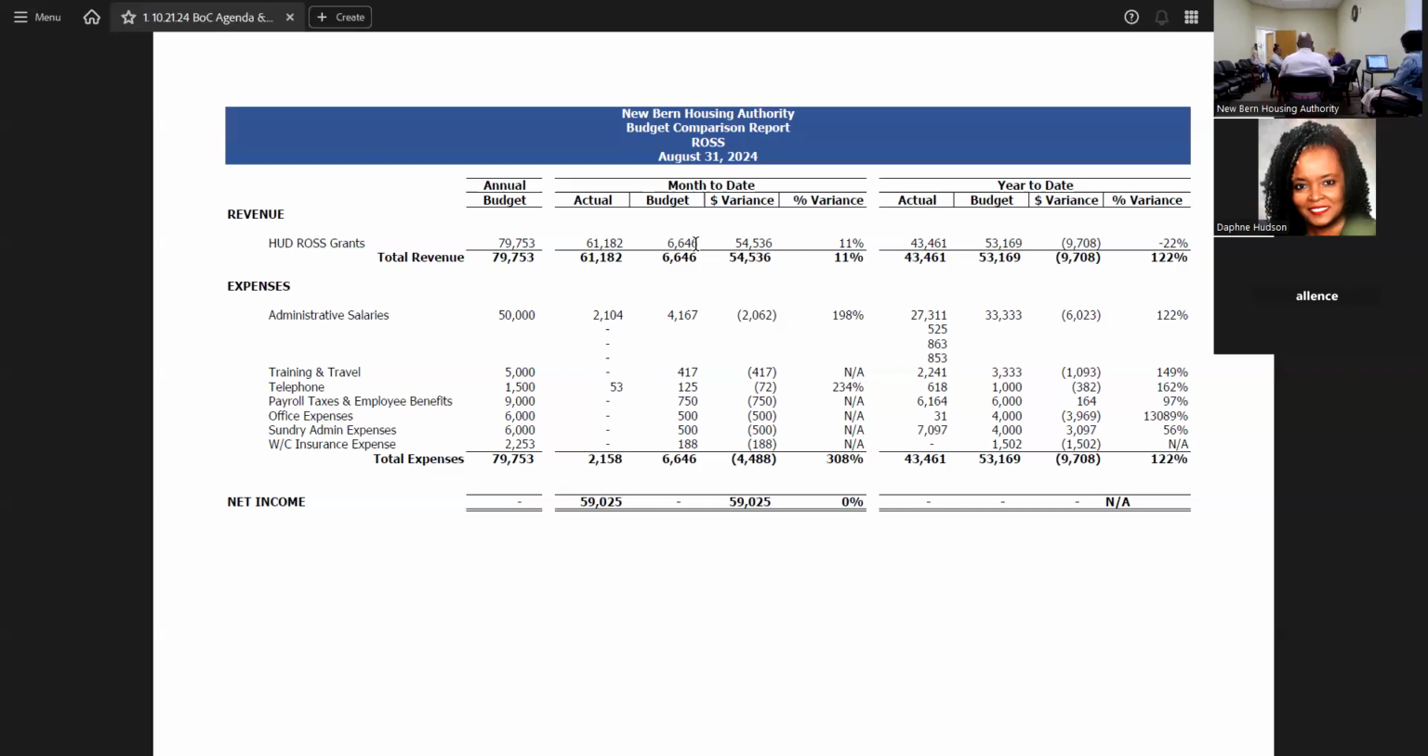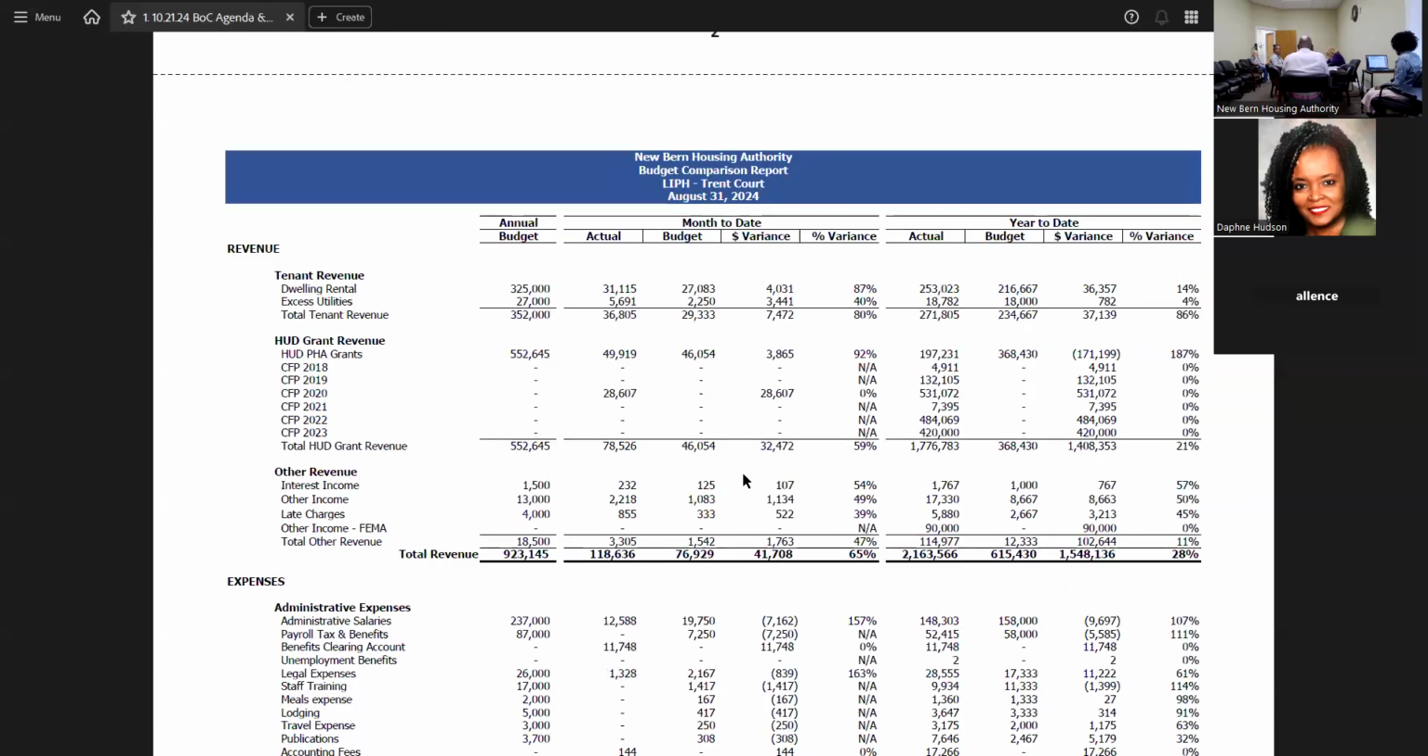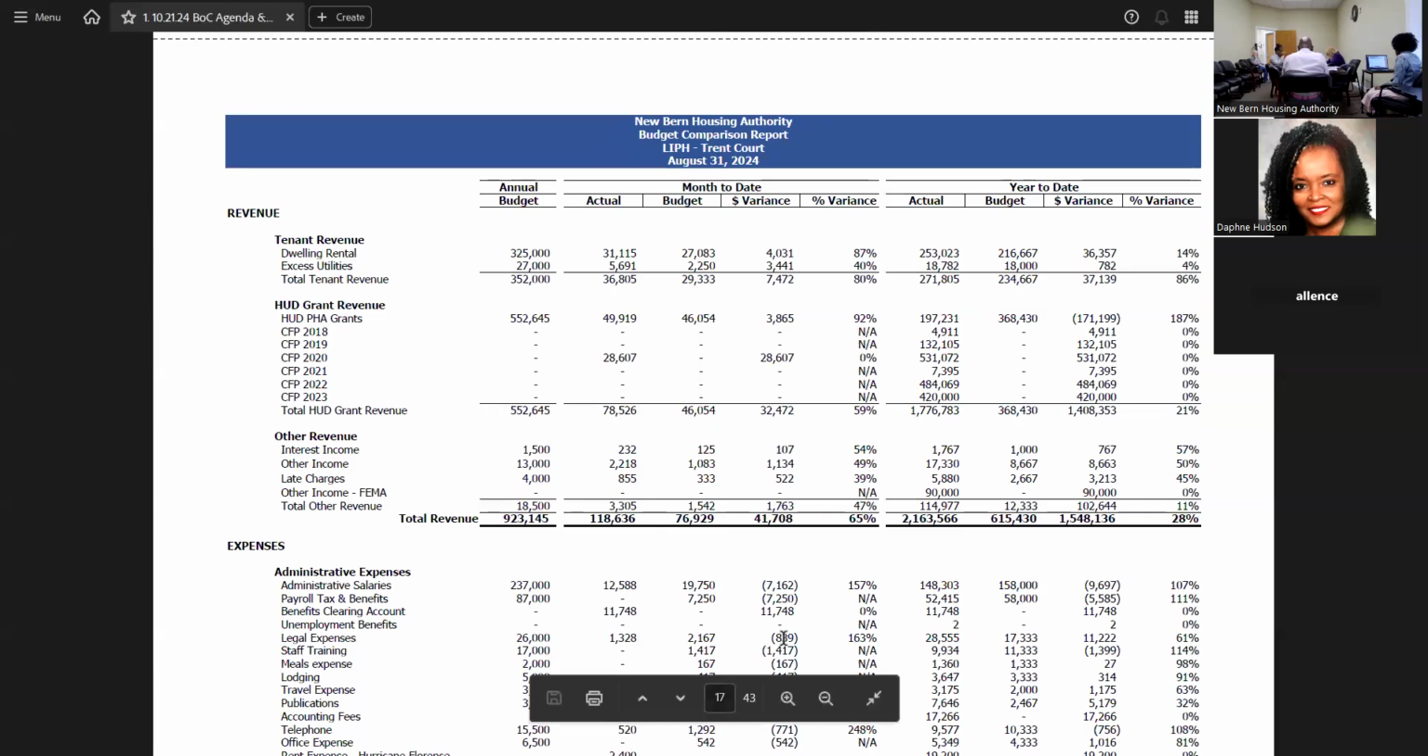The next one should be, I believe, Trent Court. Same thing with this one, not too many adjustments had to be made, but I did have to make a few. So does anyone have any questions on this budget comparison report for Trent Court?